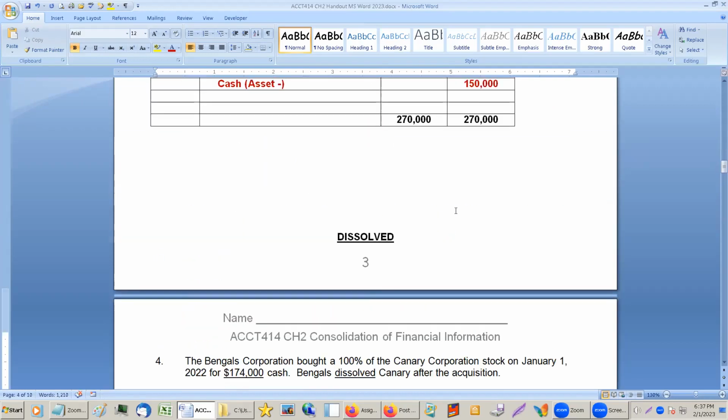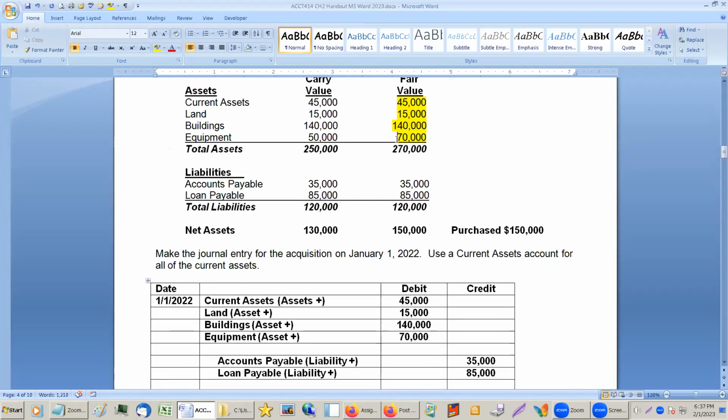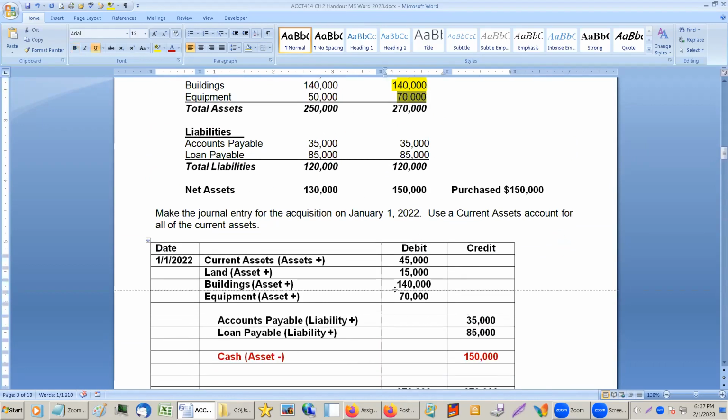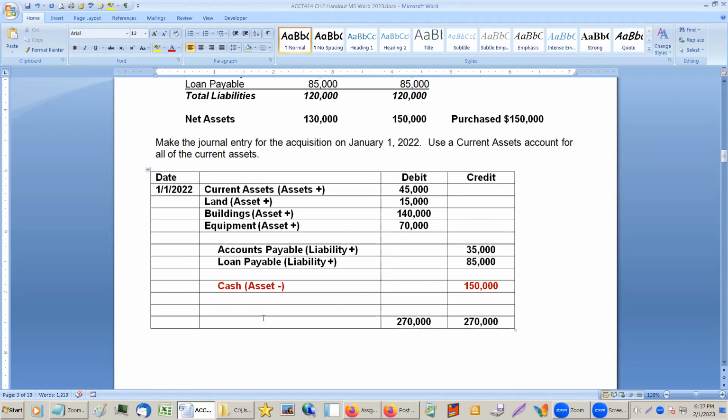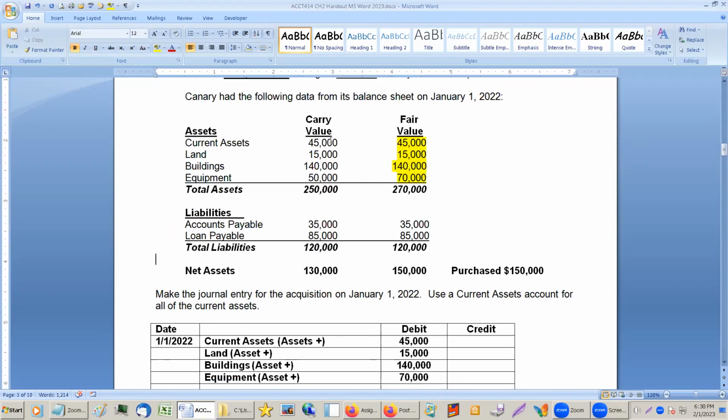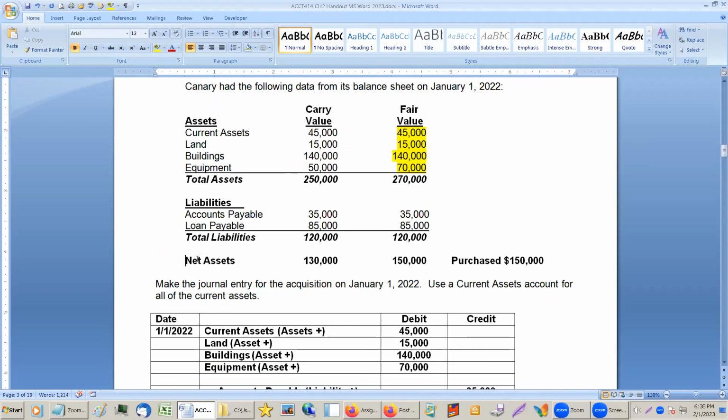Oh, I know what I wanted to mention up here, though. Notice that we do put the equipment on at the fair value. You know, everything goes on at the fair value. These are all fair value amounts. So we don't do anything with the net assets for the carry value or the book value. Yeah, sometimes it's called the same thing.